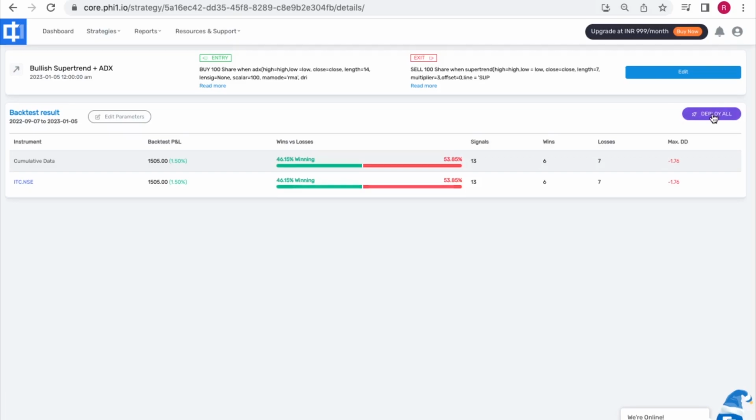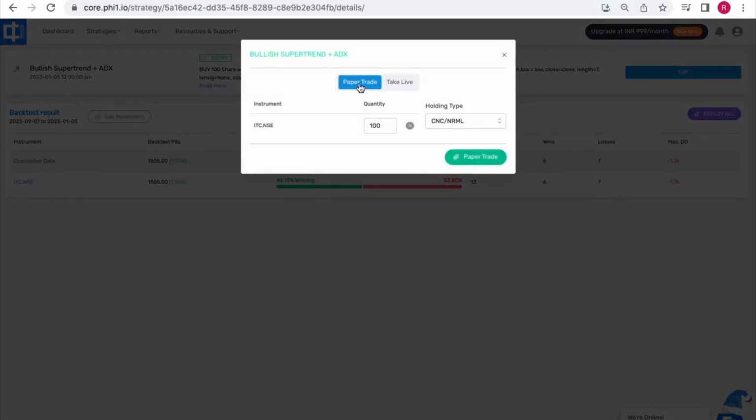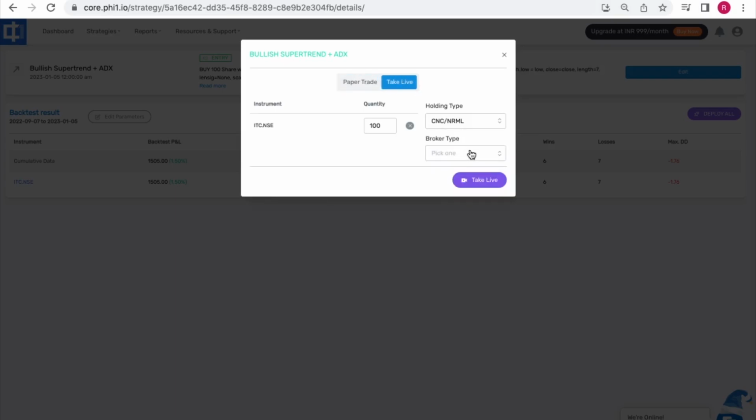Okay, now clicking deploy all, I have two options here, either to paper trade the strategy or to take it live. Always paper trade your strategy. This will help you test your strategy in the real market environment without using your real money, which means that you're testing your strategy in the live environment at zero risk. Once you're happy with your paper trade results, go to Take Live and select a broker and click Take Live. Clicking this will make sure that your strategy is automatically executed when your entry exit conditions are met, and this is how Phi 1 Core enables complete automation of your trading strategy. This ensures that you don't have to stay glued to your screen.